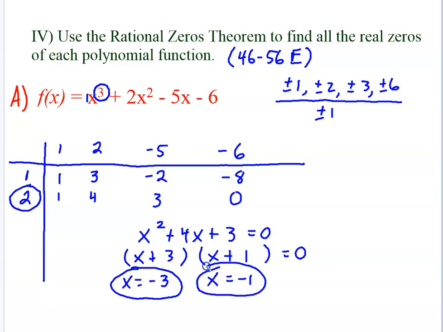And so we have found all 3 of the zeros. Just circle them like this when you find them. And we did it by using the rational zeros or rational root theorem. And this is what I want you to show when you do 46 to 56 even.